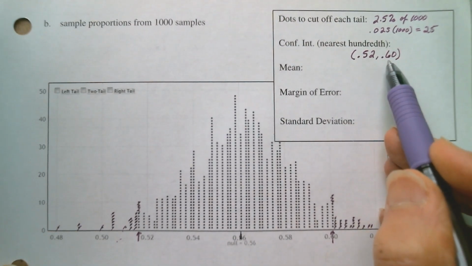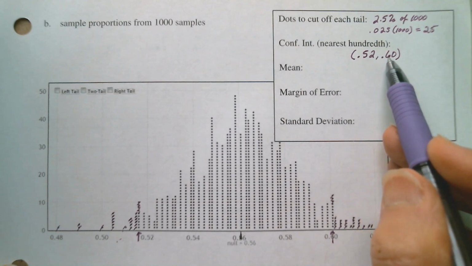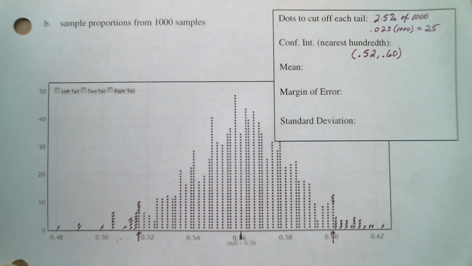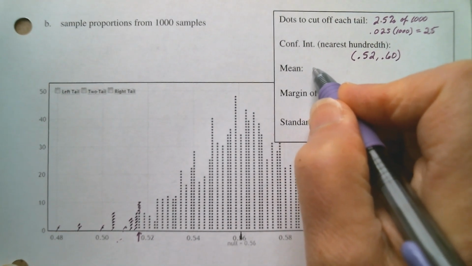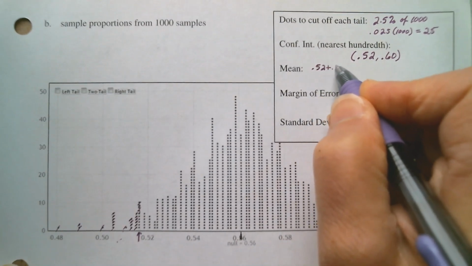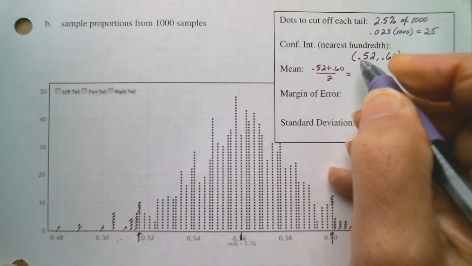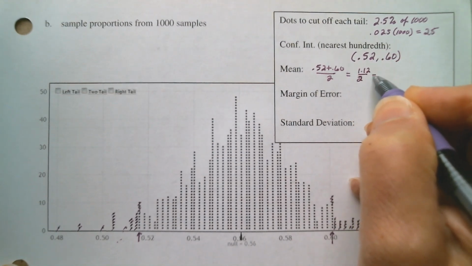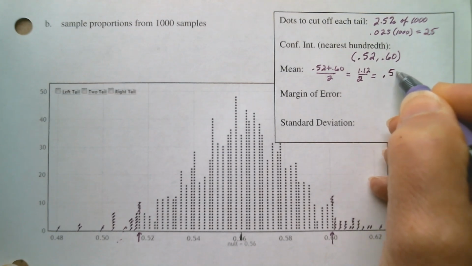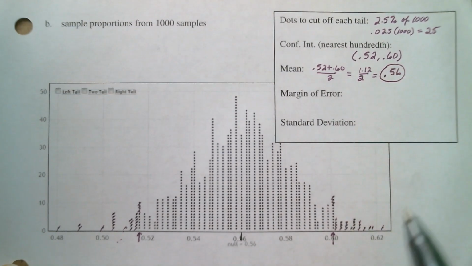The mean has to be in the middle of those two, right? So I can add them. 0.52 plus 0.60 divided by 2 is 0.56. And now you don't have to show this work if you don't want to. So the mean is 0.56.